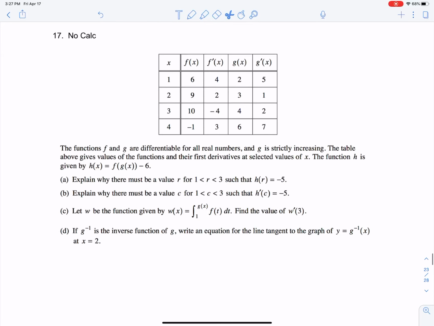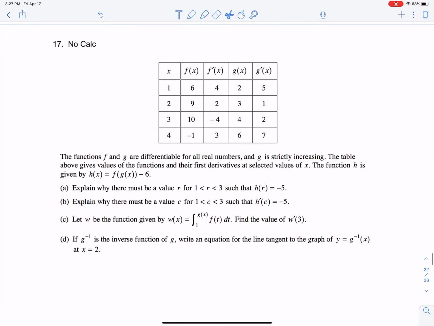Okay, we are going to look at number 17 for the free response. Let's see what we got. So we got this table with a lot of information. The functions f and g are differentiable for all real numbers. This is important. The fact that f and g are differentiable for all real numbers, super important. And g is strictly increasing.